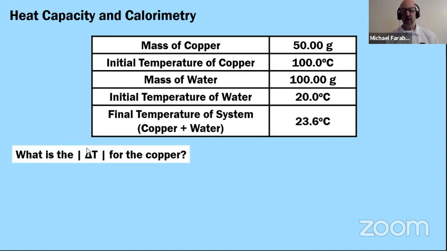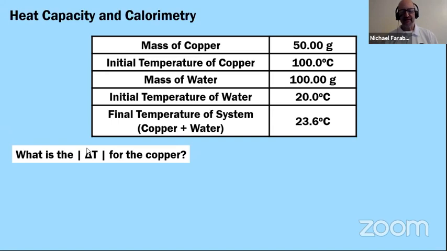First, what's the delta T? What's the change in temperature for the copper? And notice I'm talking about the absolute value of this. Don't worry about the sign being positive or negative. So I'm not worried about T final minus T initial, just the magnitude. So the delta T for the copper.